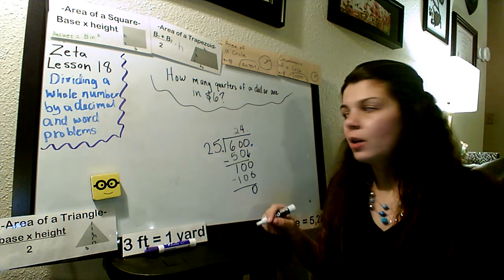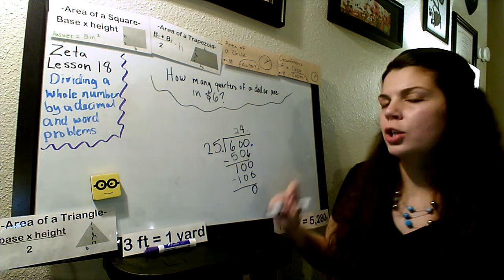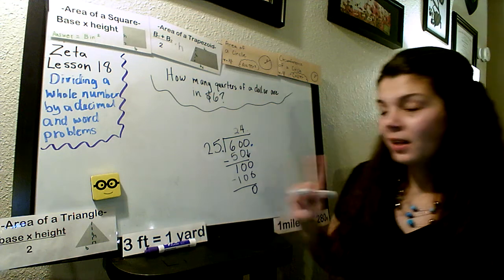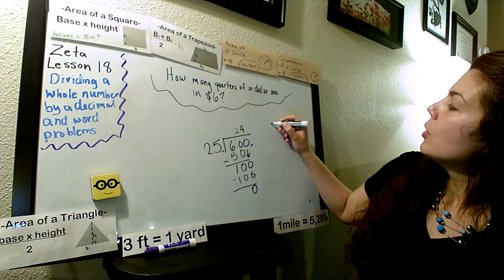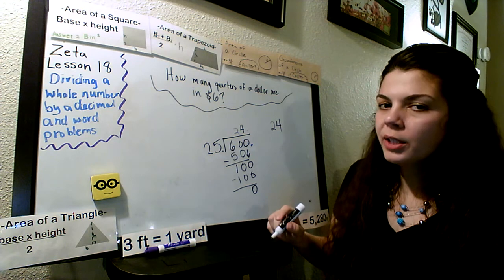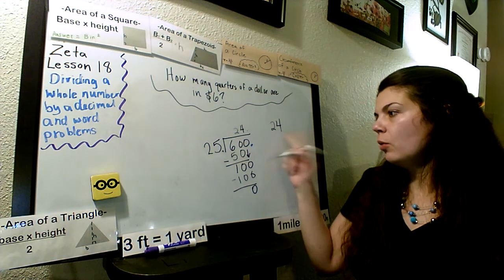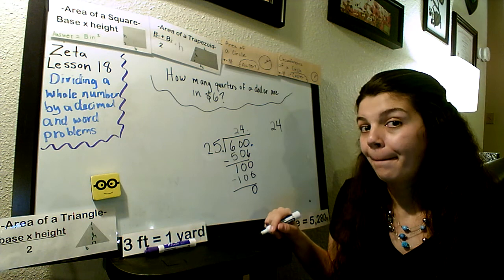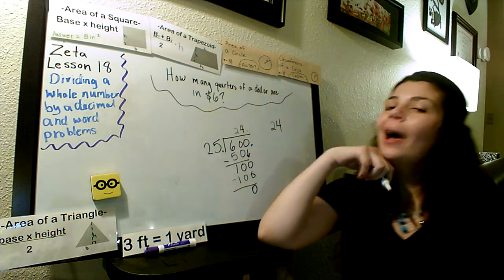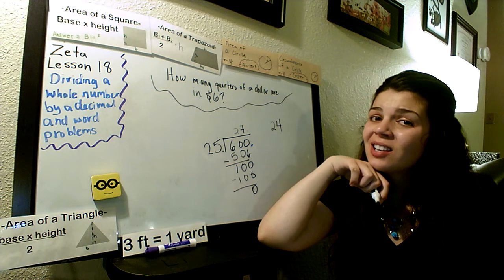All right, so 24. Now this is what it's showing me. When we check it though, watch this. All right, we can do 24. Now when we check our 24, what do you think we're going to do down here? Our original question was how many quarters of a dollar are in $6?